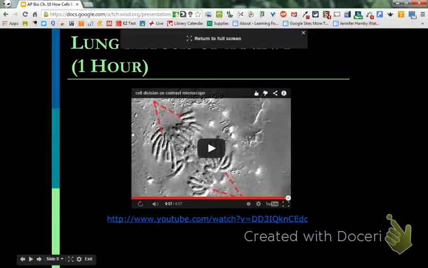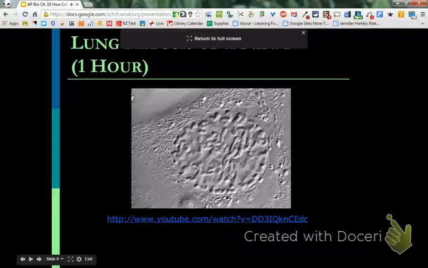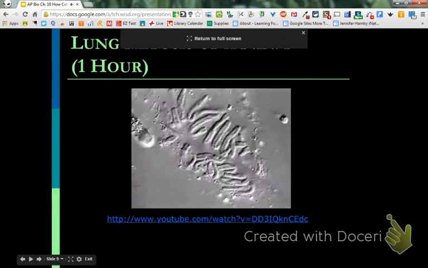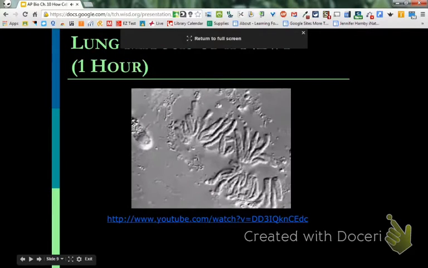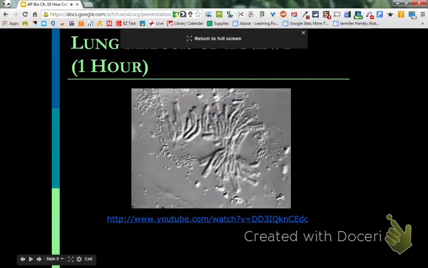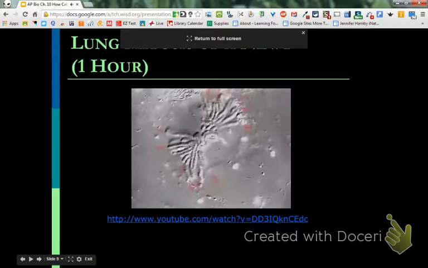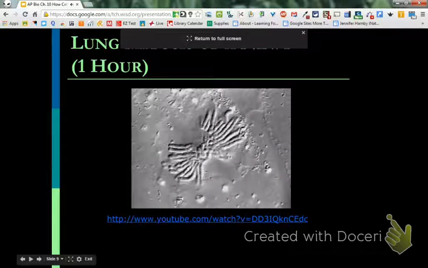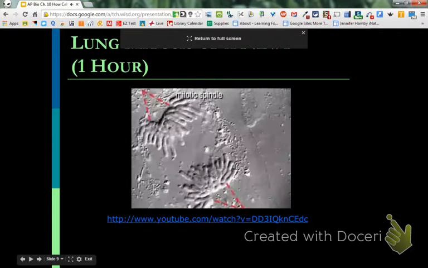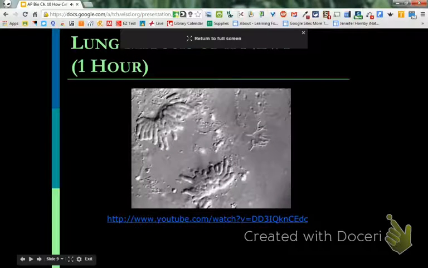So I always like to turn down the volume and see if you can point out the different steps. So what step is this? It's interphase. Good. What step is this? Prophase. And then what step is that? Prometaphase. And then what step is that? Metaphase. Can you all see that line, how they're all in the middle? And this is anaphase. And then next is telophase. Forms inwards.